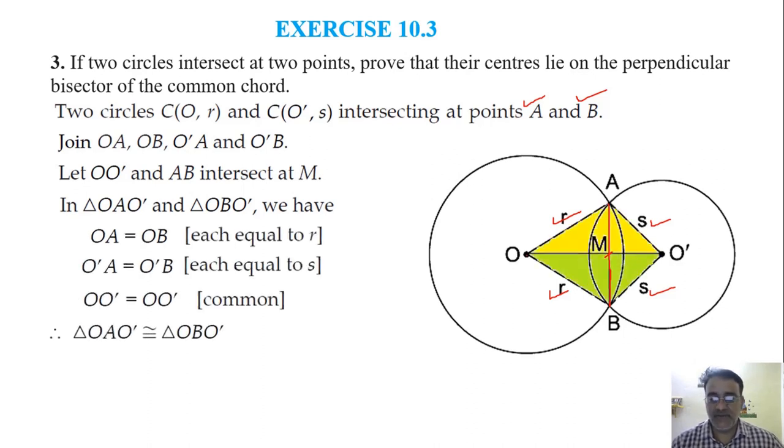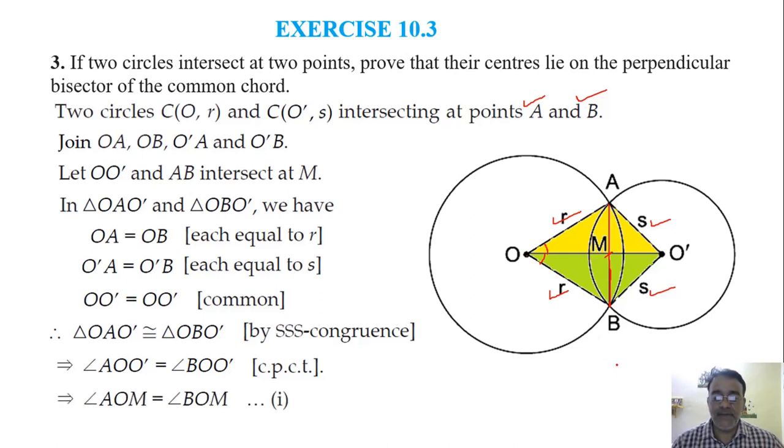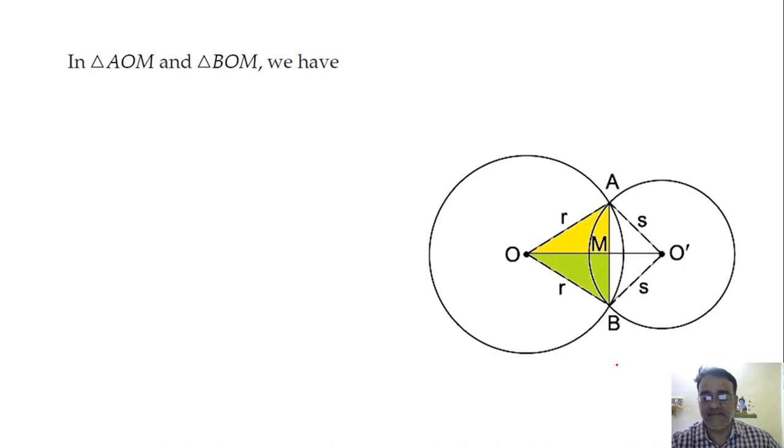Right. So these two triangles are congruent by which criteria? SSS criteria. SSS congruence rule, right. So if these two triangles are congruent, these two angles are equal by CPCT. Okay. Now after that we are going to take these two triangles AOM and BOM. So this will imply angle AOM is equal to angle BOM because they belong to the same angle. So let us take those two triangles. These two sides are equal, radii of the circle, and these two angles are equal, proved above, and this is the common side, right?